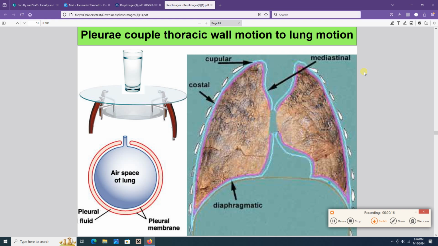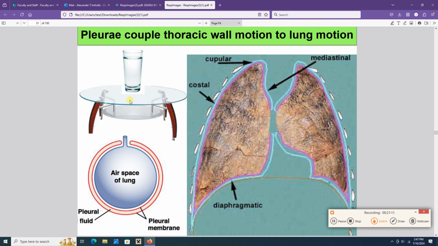So I just told you that the pleural fluid, which is in the pleural cavity, which is the space between the pleural membranes, was there for lubrication, but there is another function of it. The other function is to couple, like join, the motion of the thoracic wall to the motion of the lungs. All right, let's do a little experiment here. Imagine you had a glass table and a glass of water, and you pour some water onto the table. Then you stick the glass right onto that spilled water. The water will make the glass stick to the table. Try this at home if you don't believe me.